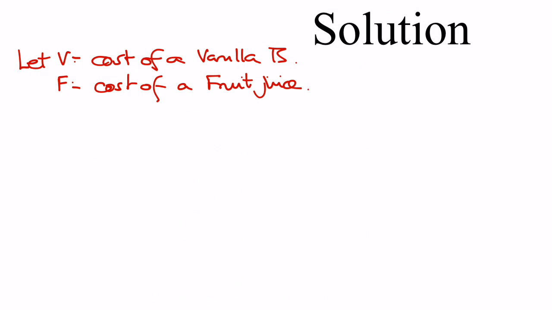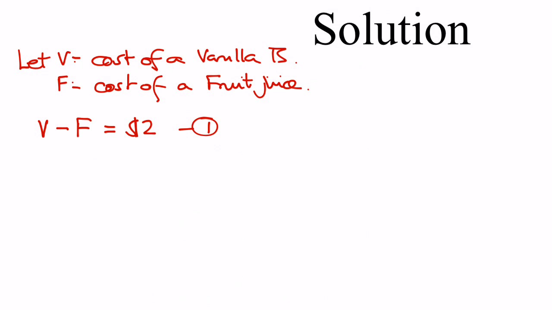Okay, now we need to be able to write our two equations for this information. So our first equation was that a vanilla thick shake is $2 more than a fruit juice. So that means that we can come up with the equation that the difference between the cost of a vanilla thick shake and a fruit juice is equal to $2. Okay, so that there is our equation 1.